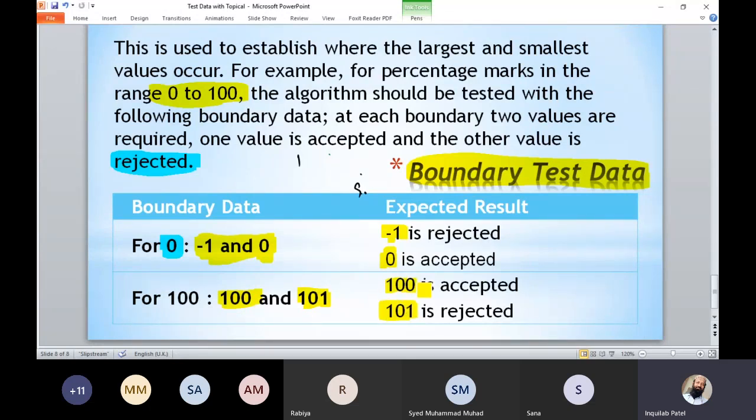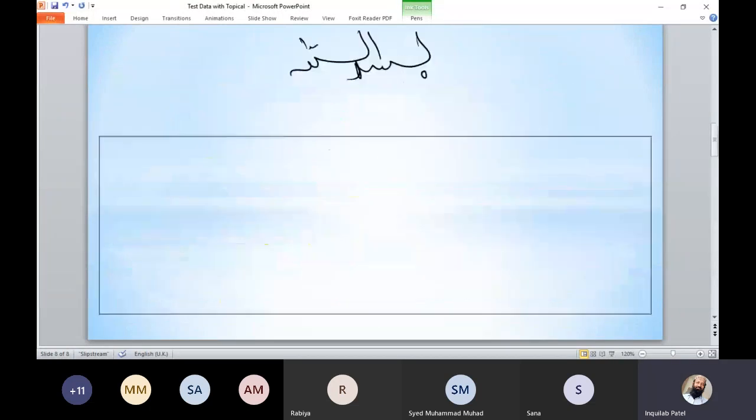So we may say that 100 is extreme data, 0 is extreme data, or we may say that 100 is boundary data and 0 is boundary data. That's why in your syllabus document, the terms are used in this way.